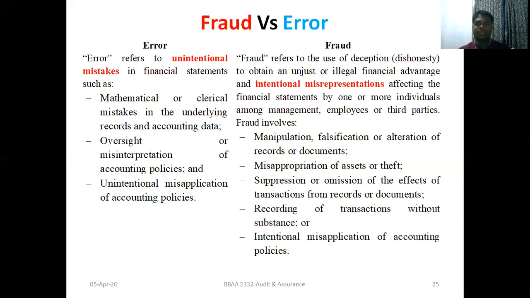There's a deception or dishonesty or cheating of others to get some kind of benefit. This normally happens. So the advantage is intentional. That should be intentional. When we say errors, that is unintentional mistakes. Fraud is intentional: the use of deception or cheating others.